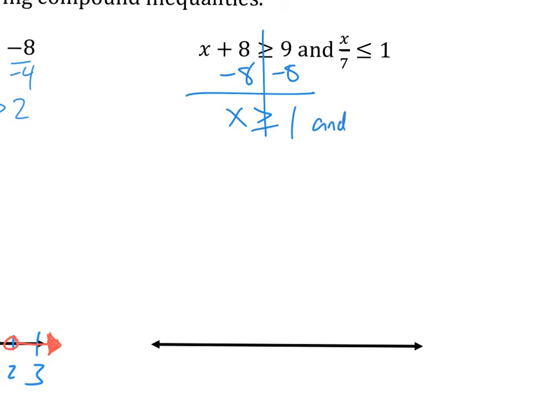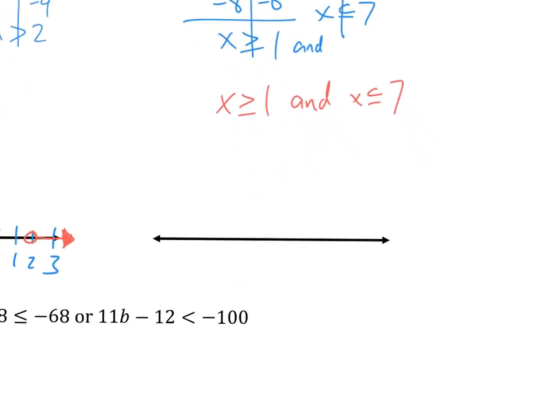And then we have x divided by 7 is less than or equal to 1. So the inverse of division is going to be multiplying. So we'll multiply by 7 on both sides to get that x is less than or equal to 7. So here we end up with x is greater than or equal to 1, and x is less than or equal to 7. Okay, and we can now graph that on our number line.